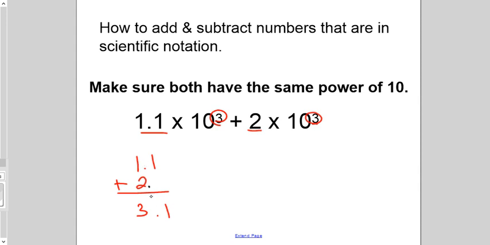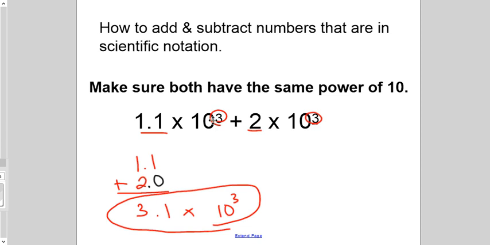When you're adding and subtracting decimals, make sure you line up your decimals and put in zeros for placeholders if need be. So after you add up the front numbers, just keep the power the same, times 10 to the third. There we go, we're done. If we were to subtract, we would subtract the front numbers. Since it's adding, we add the front numbers. Other than that, it's exactly the same.